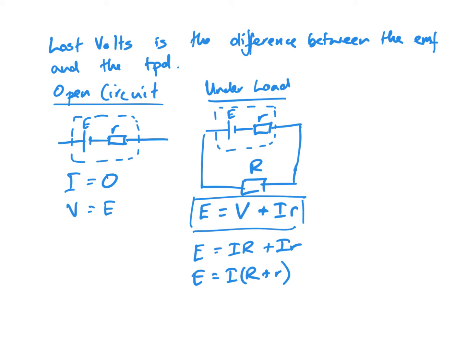And another way, incidentally, of thinking about that is that the small r and the capital R act like a voltage divider. So if capital R is large compared to small r, then most of the voltage will be across the external circuit and you'll not notice the lost volts. It's only when the internal resistance is comparable to the external, the load resistance, that you start to notice.